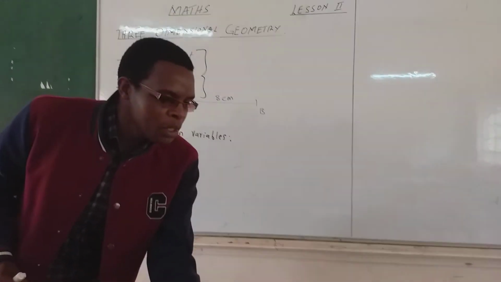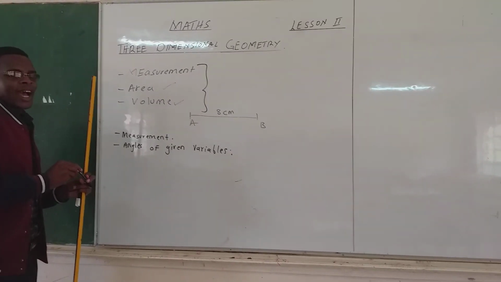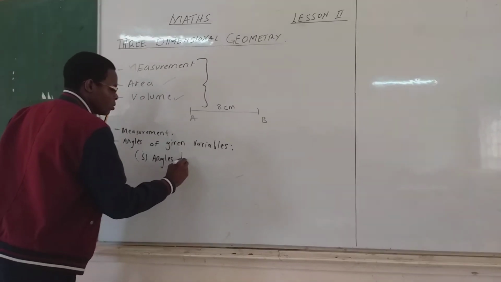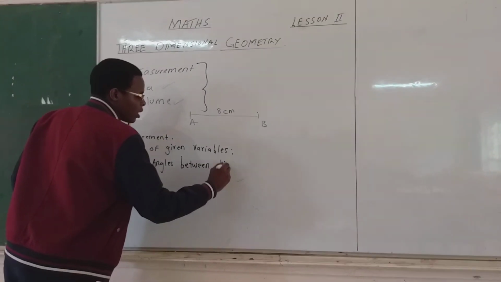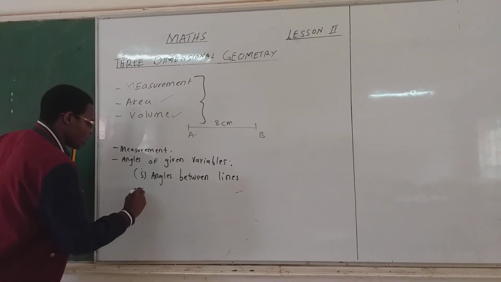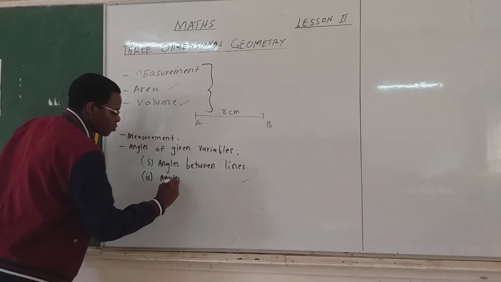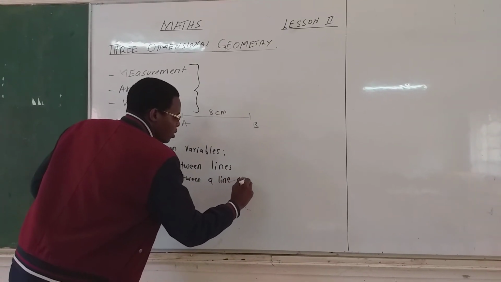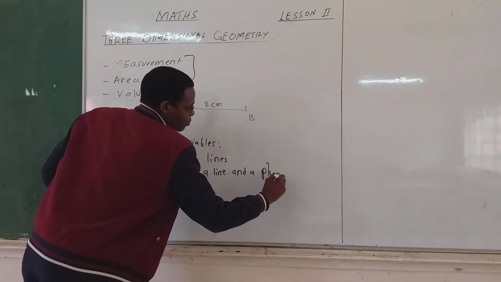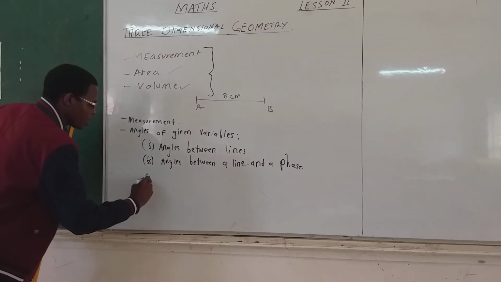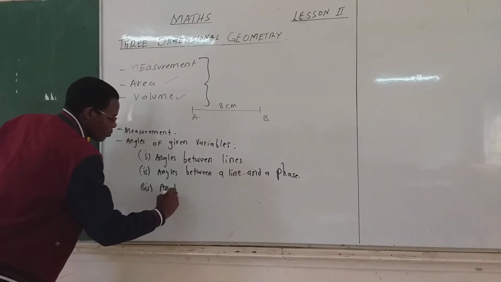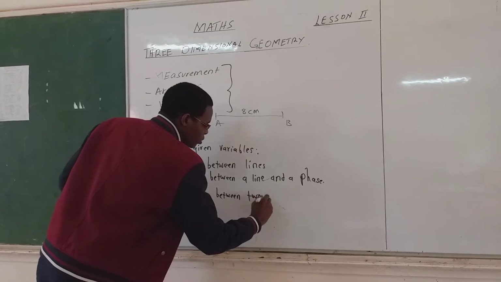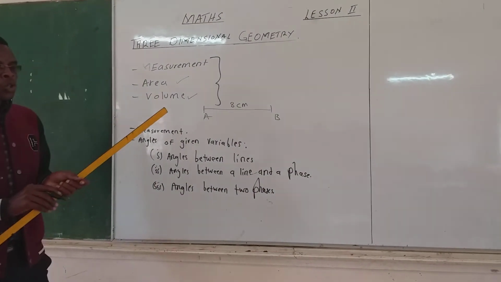And the moment I mention the angles of given variables, we are going to look at the angles in three perspectives. The first one, we are going to look at the angles between lines, and I'm going to explain that one. The second part, we are going to look at angles between a line and a face. Then the third part, we are going to look at the angles between two faces. So we are going to look at what we call the angles between two lines.